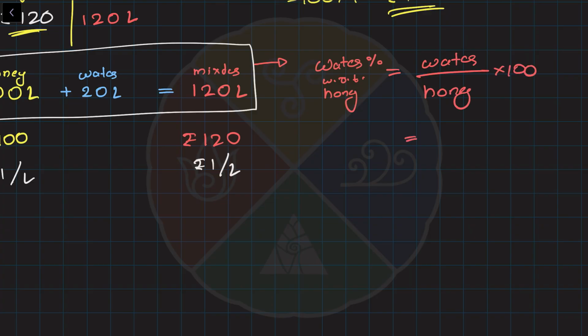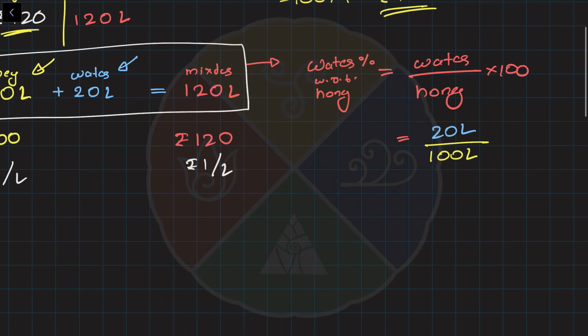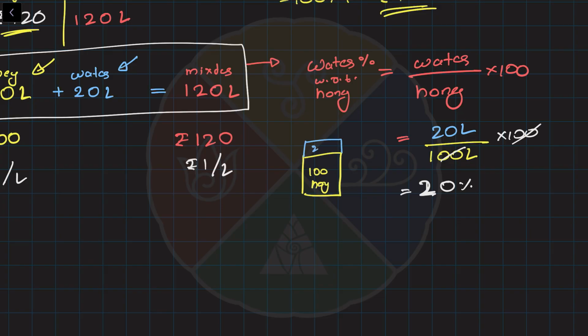That basically means that we have 20 liters of water, and that is mixed with 100 liters of honey. If you solve it, you will find that it is 20%. So for every 100 liters, or 100%, of honey, they have to mix 20% of water. That is how he is able to generate 20% profit.